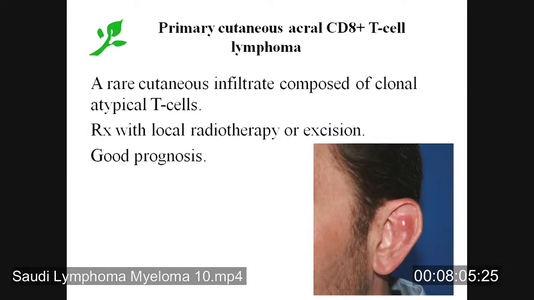The primary cutaneous acral CD8 positive T-cell lymphoma is another new entity. It's very rare. It first presents in the ear area, and it is composed of clonal atypical T cells. It has a very good prognosis because it responds very well to treatment.